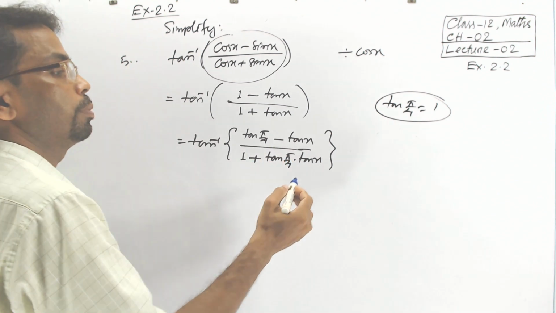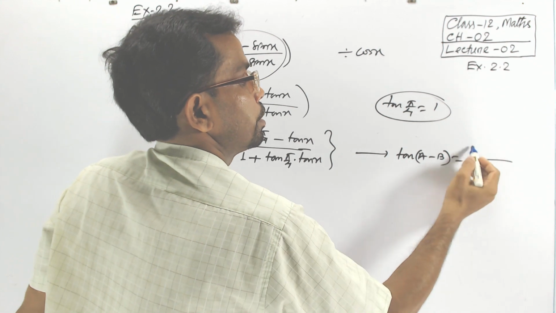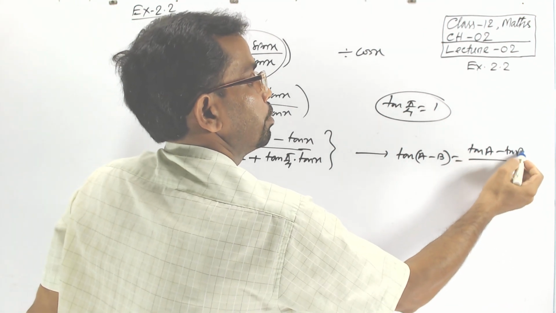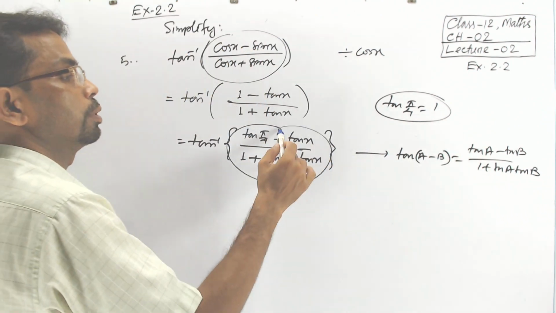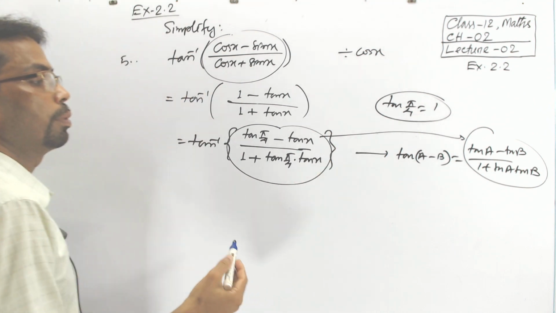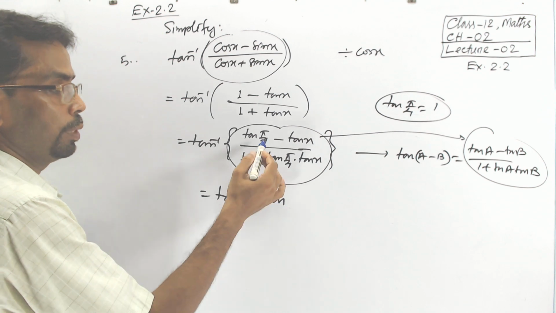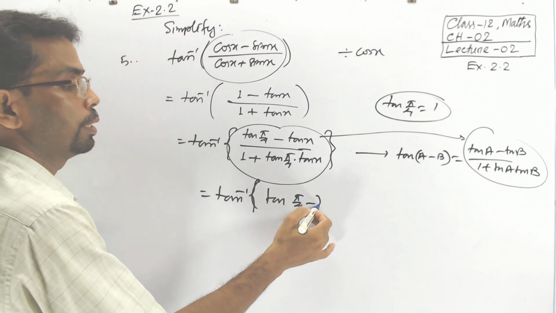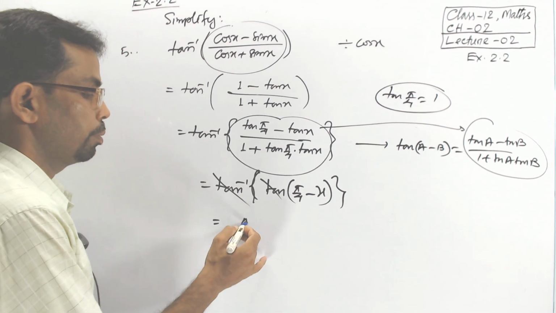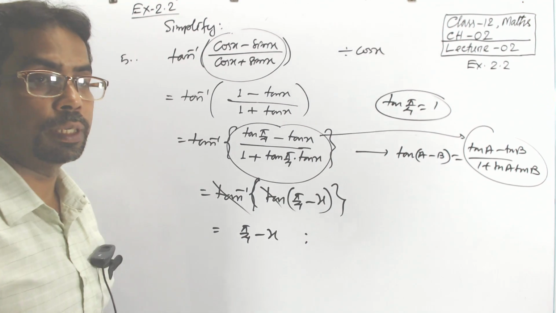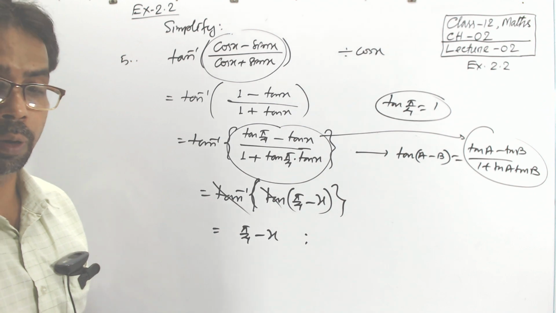Now why am I writing like this? Because we have the formula tan of (a minus b), which is (tan a minus tan b) by (1 plus tan a tan b). So this term now is matching the right hand side, which is equal to tan of (a minus b). So this can be written now as tan of (a minus b), where a is pi by 4 and b is x, and then you can cancel tan inverse tan. What is remaining? Pi by 4 minus x, and this is the simplest form. It is simplified. The answer we got is the simplest form.